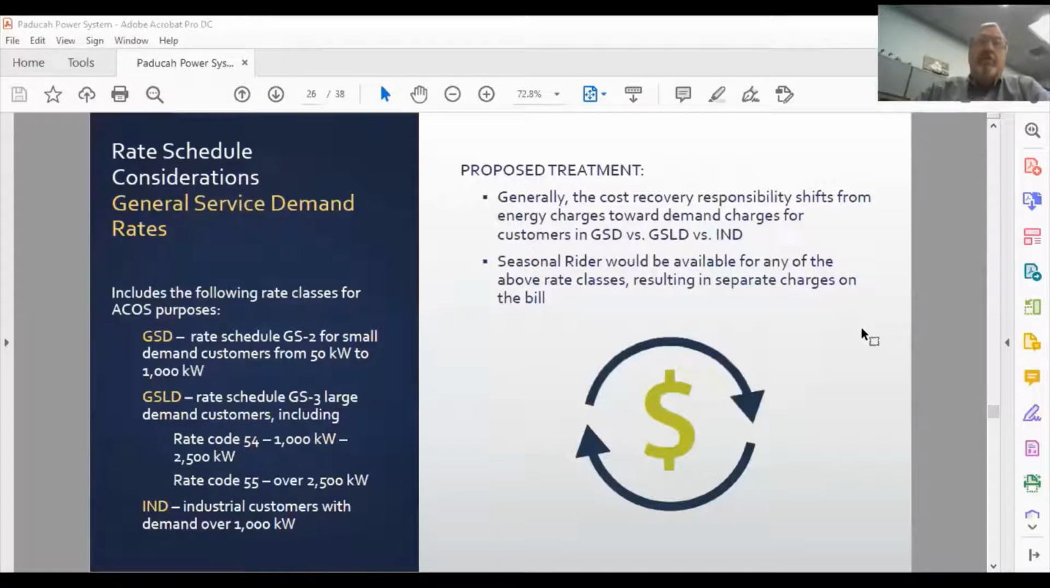We have general service demand rate classes, and we have 3 rate classes. That's the small demand customers up to 1,000 kW. We have large demand customers over 1,000, and industrial customers over 1,000. And the distinction there for purposes of rate design is, as you move from one of those rate classes to the other, you would put a higher portion of the cost recovery into the demand charge relative to the energy charge. So, the general service demand, small demand customers would have a small demand charge and a bigger energy charge. Large demand customers would have a larger demand charge and a smaller energy charge, and industrial would have an even larger demand charge.